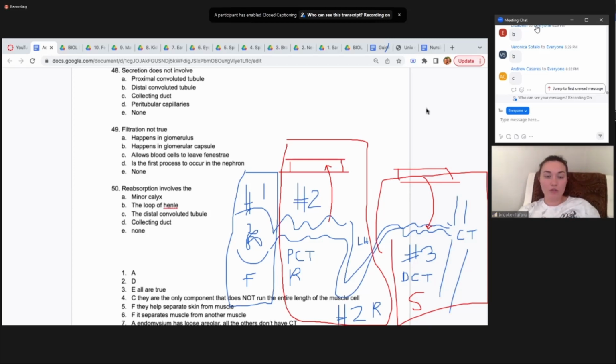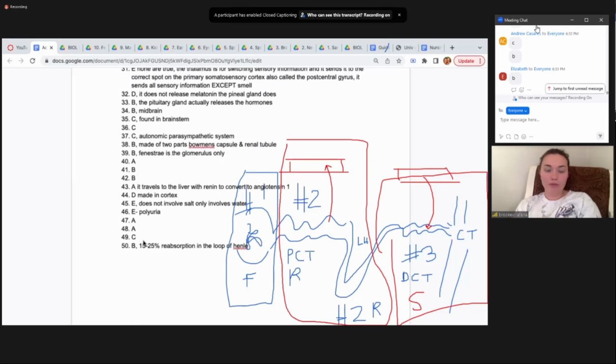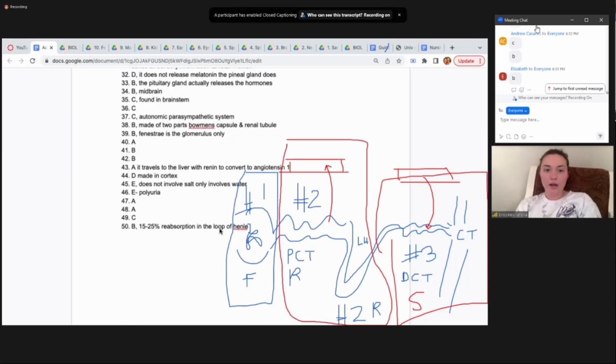Okay, question 50, and then I'm going to do like 10 more questions to lead us up to 45. So 50, reabsorption involves which of these? Good. B, the loop of Henle, right? 15 to 25% of reabsorption occurs in the loop of Henle.